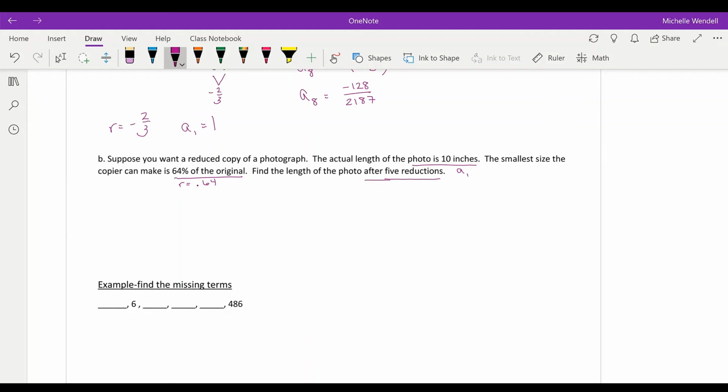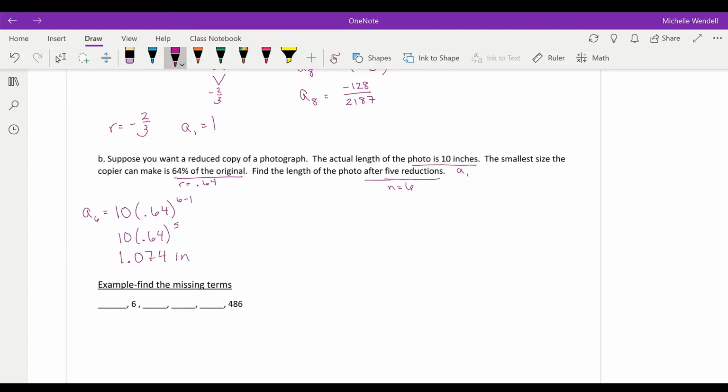So the tricky part about this is a lot of people tend to write n is 5, but this says I want the length after 5 reductions. So I want it to have shrunk down 5 times, which means n is actually 6 in this case, because the formula is the ratio to the n minus 1 power. So if I want 5 reductions, I need n to be 6. So when I plug that in, I have a sub 6, which is equal to my first term, 10, times my ratio, 0.64, to the n minus 1 power, 6 minus 1. And then that will give me 0.64 to the 5th power, which is those 5 reductions, which brings me to 1.074 inches after 5 reductions.